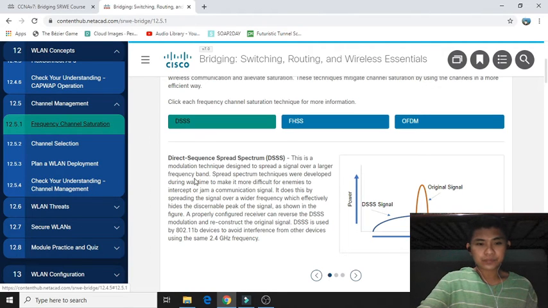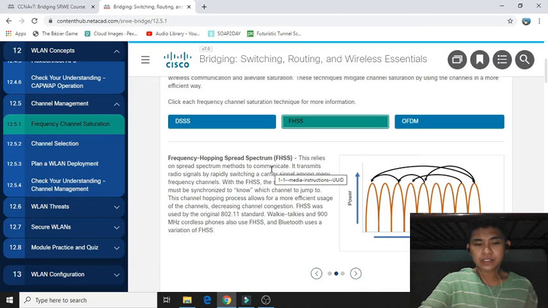DSSS, direct sequence spread spectrum. This is a modulation technique designed to spread a signal over a larger frequency band. Spread spectrum techniques were developed during wartime to make it more difficult for enemies to intercept or jam a communication signal.